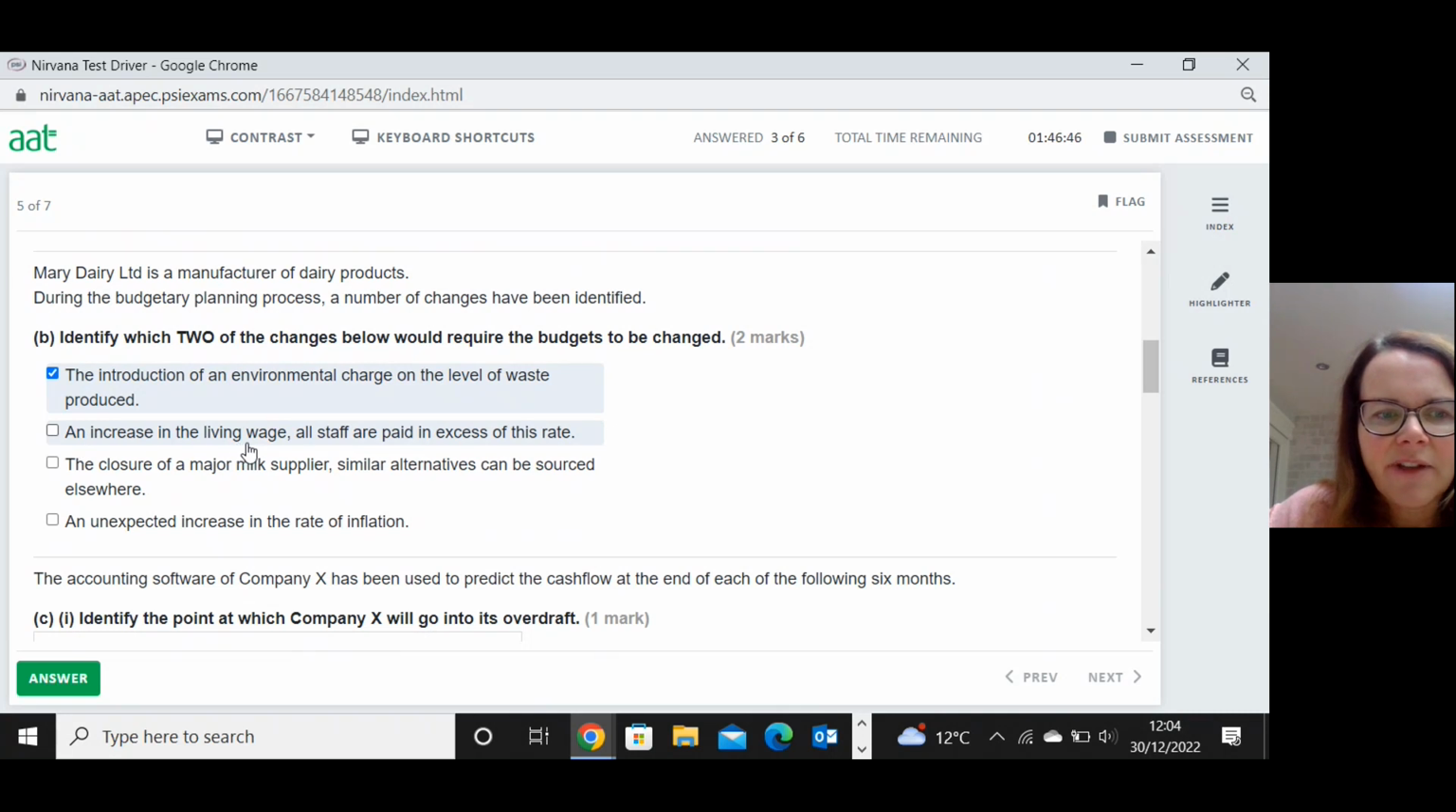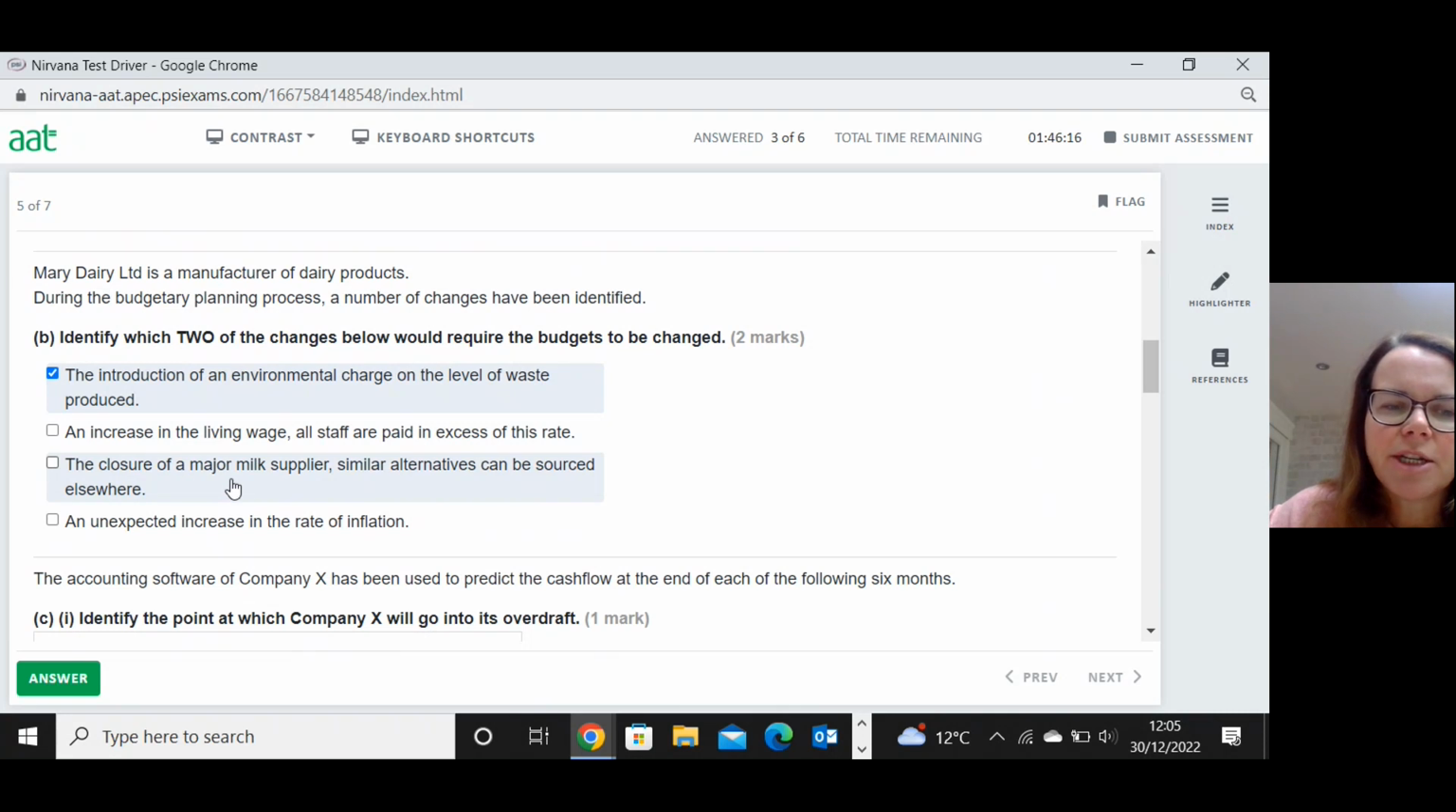An increase in the living wage. Right, if it just said that, then we may well have to update our budget. But on this one, it says all staff are paid in excess of this rate. So if we're paying more than the living wage anyway, it becomes irrelevant. We're not going to change our budget. So it's not going to be that one.